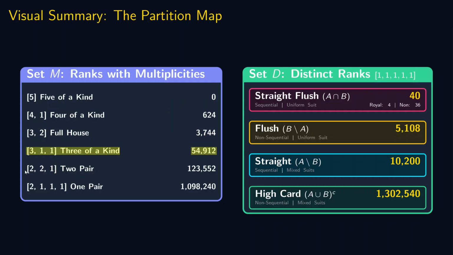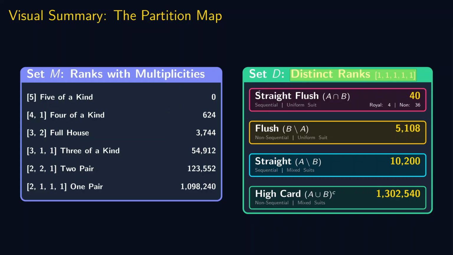The partition 2 plus 1 gave us 2 pair. The total was 123,552. And the partition 2 plus 1 gave us 1 pair. The total was 1,098,240. Set D covered the single partition of 1 plus 1 plus 1 plus 1 plus 1, all distinct ranks. But within Set D, we further divided hands by two conditions, whether the columns are sequential and whether the rows are uniform. This gave us 4 subtypes.